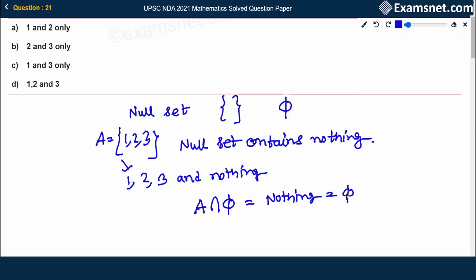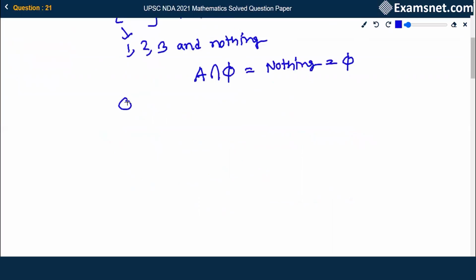And that intersection set is a subset of each of the original sets. That's why we can say that null set is a subset of every set, because every set has nothing. So here we can write that null set is a subset of set A. So null set is a subset of every set. So it's proof that null set is a subset of every set.